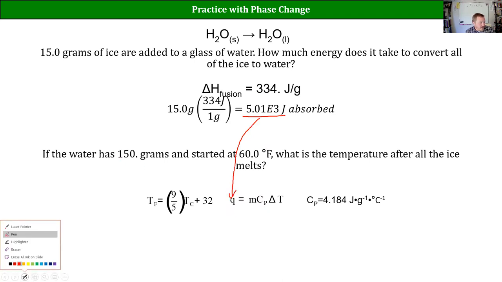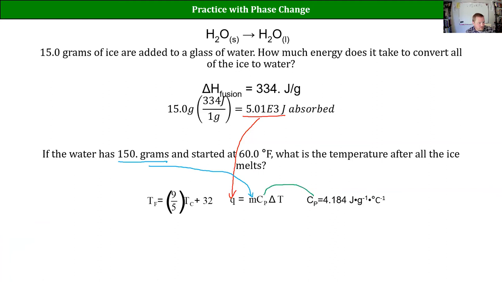And the mass of the water that's changing temperature is 150 grams. And our specific heat of water is the same as it always is. So we could find delta T. Right, so this is very similar to the homework problems. Should look pretty familiar. We're finding an energy, and then we're using that energy to calculate delta T.